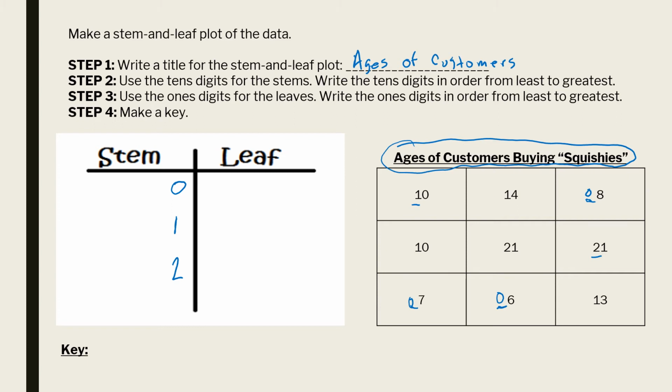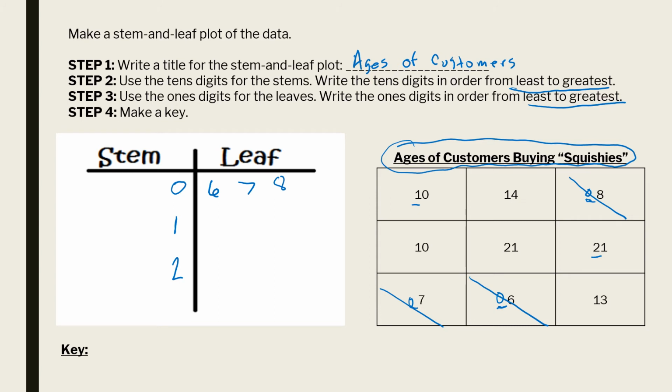So now let's fill in all the leaves for those stems. So all the zeros, and we always write them in order from least to greatest. So my lowest number in my table here is 6. So I have a 0|6, I have a 0|7, and I have a 0|8.